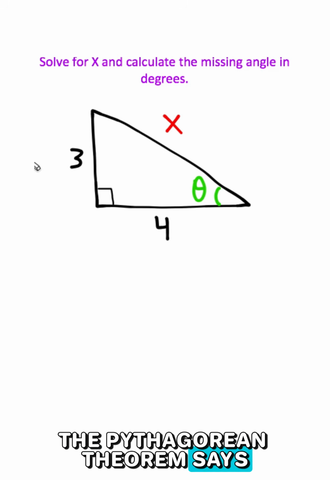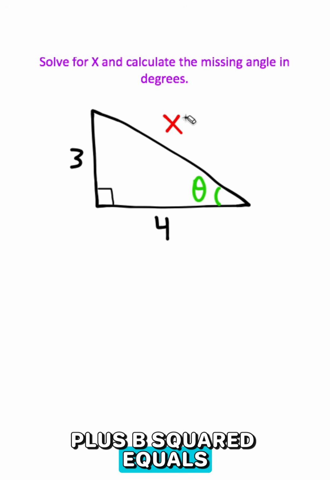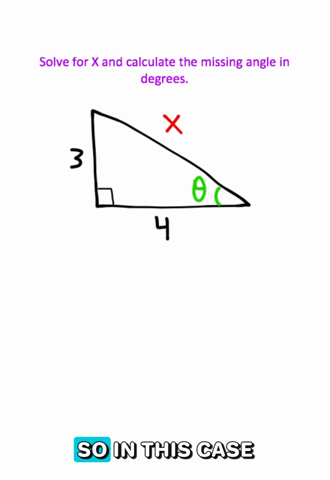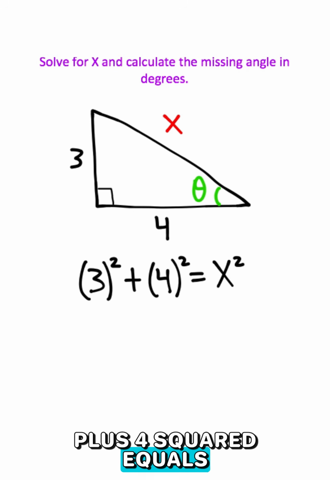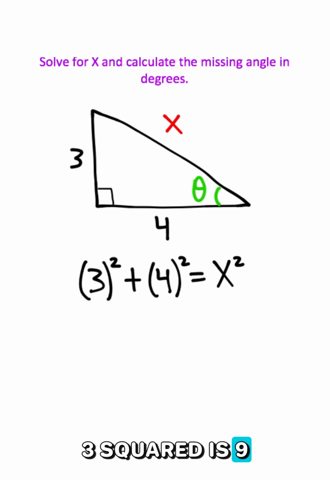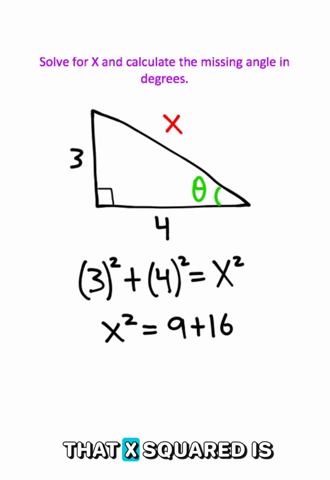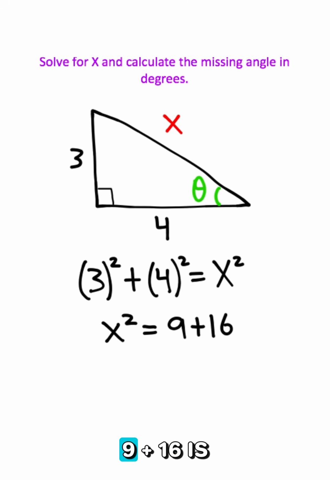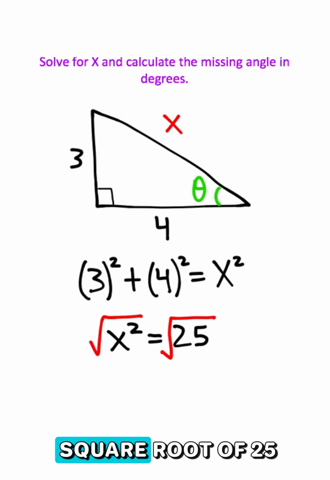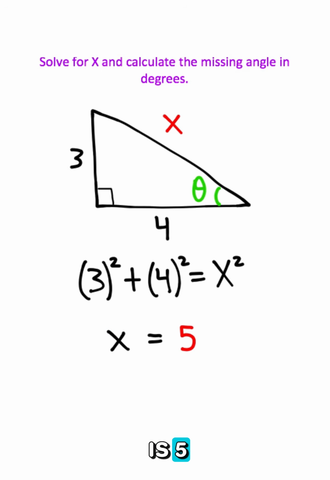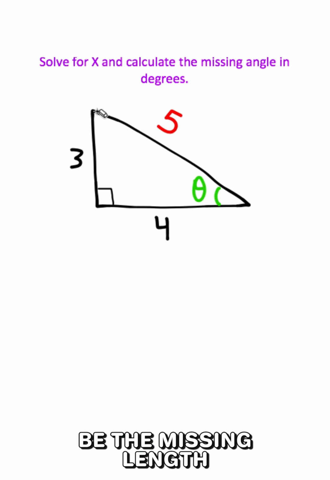The Pythagorean theorem says that a squared plus b squared equals c squared, where c is your hypotenuse. So in this case, we'll have 3 squared plus 4 squared equals x squared. 3 squared is 9, and 4 squared is 16, so we should get that x squared is 9 plus 16. 9 plus 16 is 25, and then the square root of 25 is 5. So positive 5 should be the missing length of our triangle.